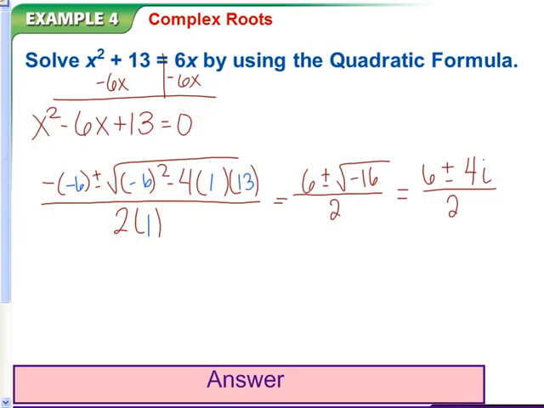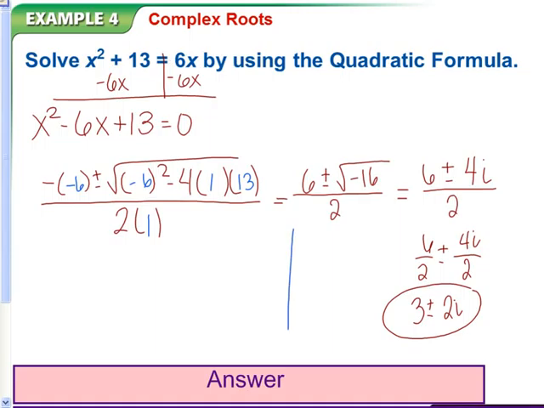And again, we split apart the denominator, so we say 6 over 2 plus or minus 4i over 2. And that becomes 3 plus or minus 2i. And that is as far as we can simplify that. If we were looking at the graph of this one, it would not touch the x-axis. So this does not have any real roots. It only has complex roots.